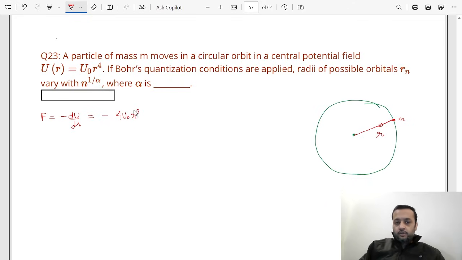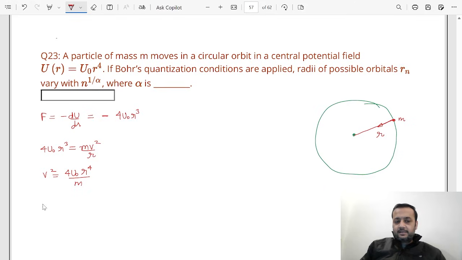Okay. So if you look at the magnitude of the force, the minus, as I said, just indicates the attractive nature or the direction, you can also say. So 4 u naught r cube is the magnitude of the force, and that will be equal to mv square by r. That means we can say that the value of v square becomes 4 u naught r to the power 4 by m. This is the value of v square.